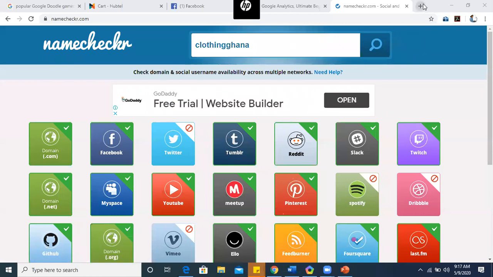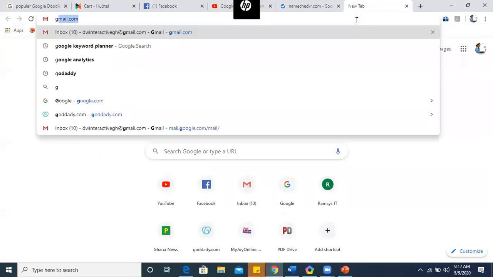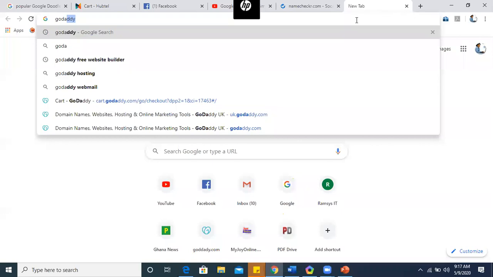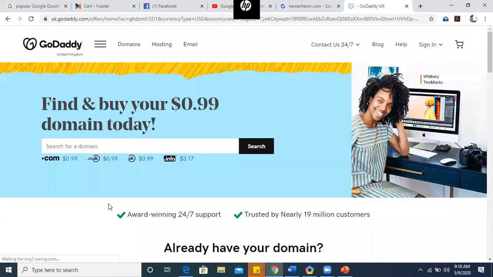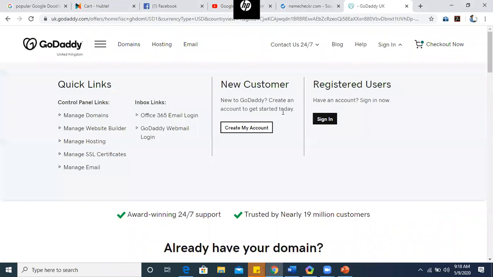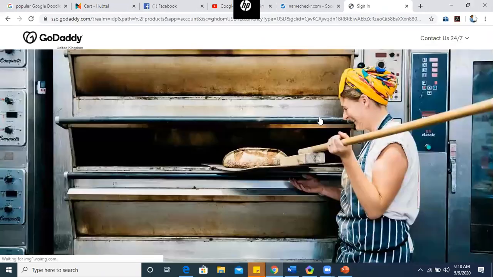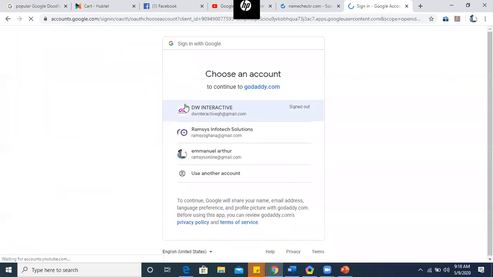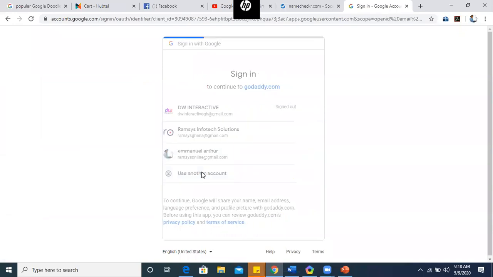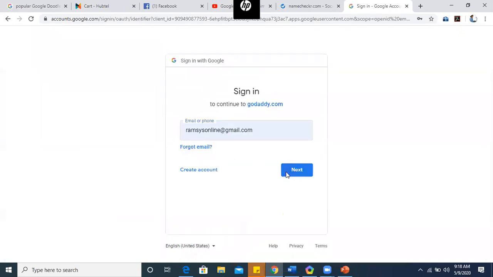So I go to a platform called GoDaddy. Go there if you can go with us. GoDaddy is helping me create a simple website. I'm just going to create a website in the next 5 minutes. So I go to sign in, or if I don't have an account, I can sign up. Then I want to sign in with my Gmail account. Let me look for another account and sign in with it.